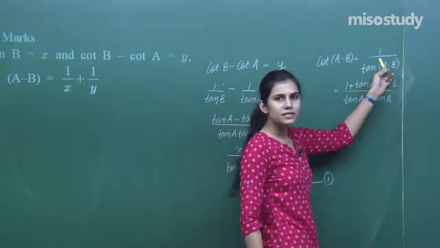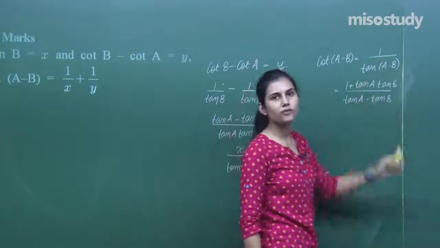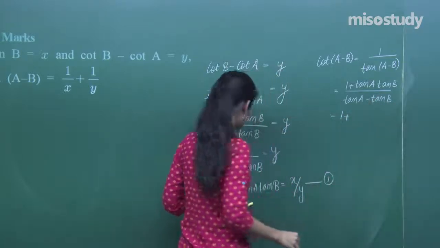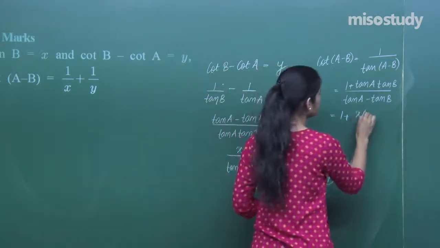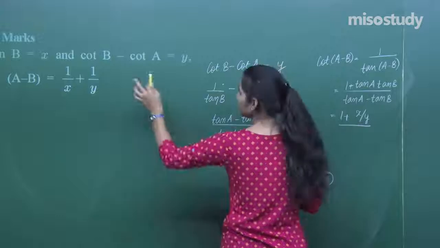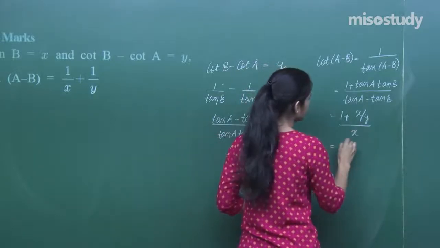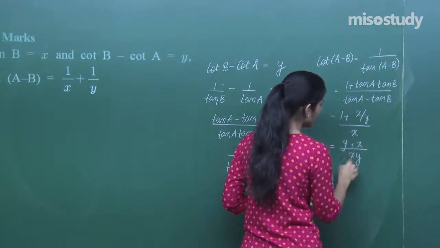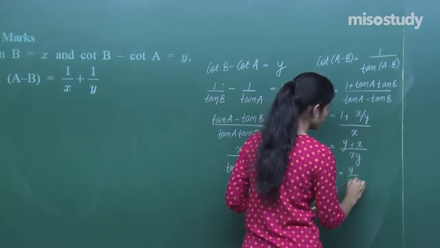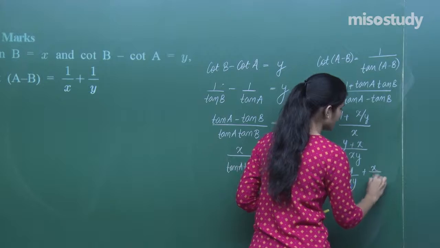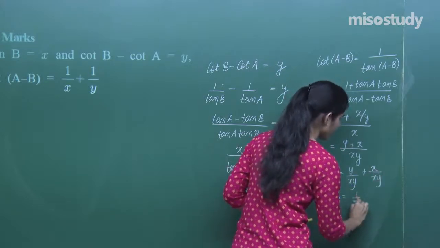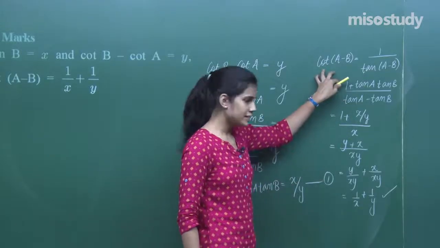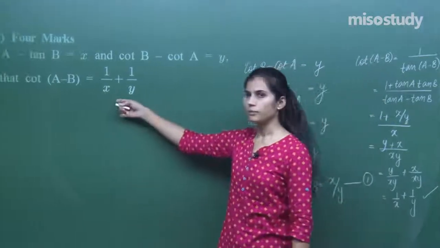Because tan of A minus B is in the denominator, I have reciprocated the formula of tan of A minus B. Now 1 plus tan A into tan B is given as x upon y, whole upon tan A minus tan B is given as x. So this is y plus x upon xy, plus x upon xy. This is 1 upon x plus 1 upon y. You have proved that cot of A minus B is 1 upon x plus 1 upon y.